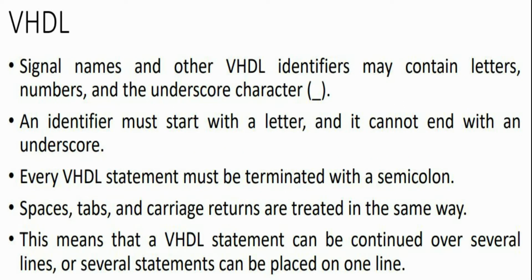Students, let us see how to write identifiers in VHDL. Signal names and other VHDL identifiers may contain letters, numbers and the underscore character. An identifier must start with a letter and it cannot end with an underscore. Every VHDL statement must be terminated with a semicolon. Spaces, tabs and carriage returns are treated in the same way. This means that a VHDL statement can be continued over several lines or several statements can be placed on one line.